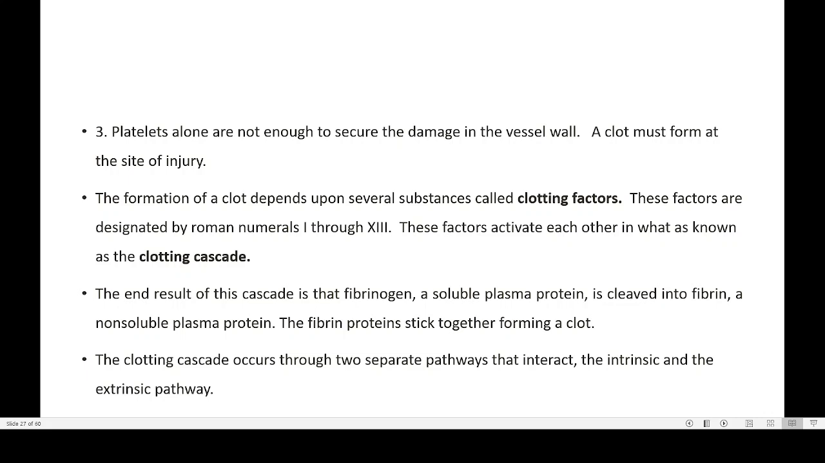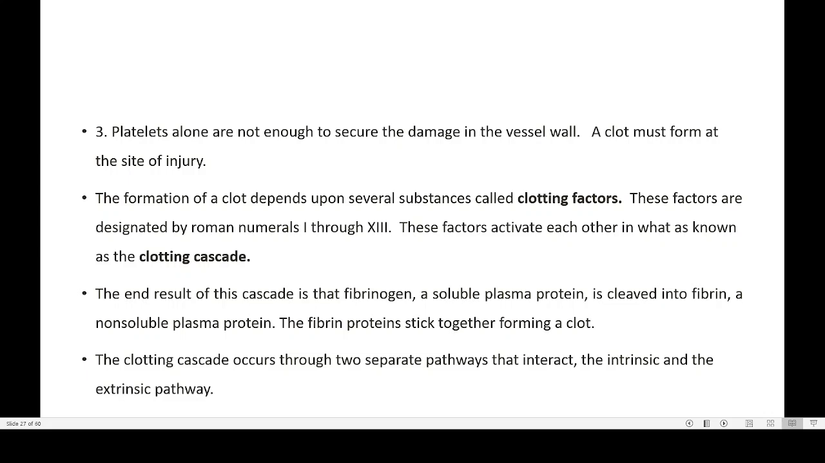If there is a one mark question, what do you mean by clotting factors? Proteins which are playing an important role in facilitating blood clotting are known by the name clotting factors, and they are designated by Roman numerals 1 to 13. That is how they are normally written. And these factors activate each other in what is known as the clotting cascade. The meaning of the word cascade is actually waterfall. So in a stepwise manner, these clotting factors are operating, about which we will be seeing.